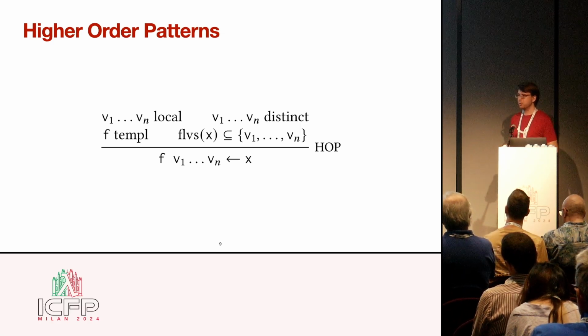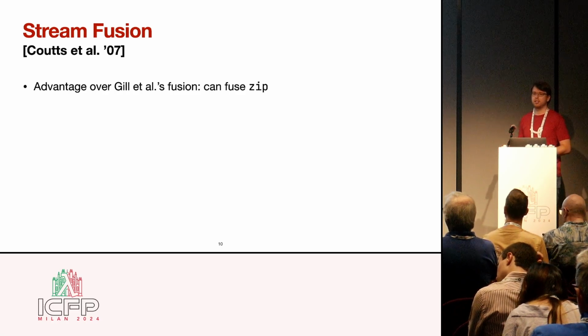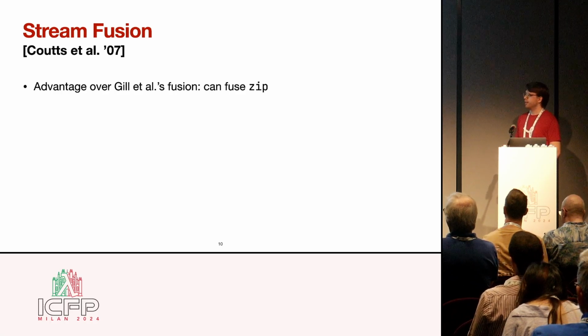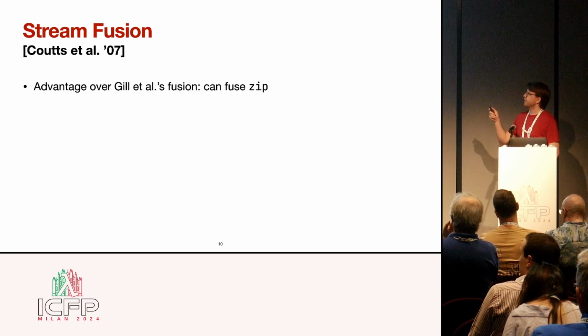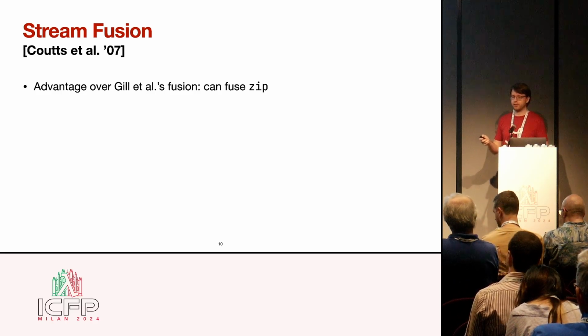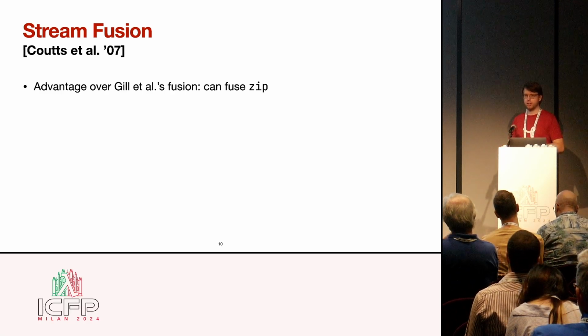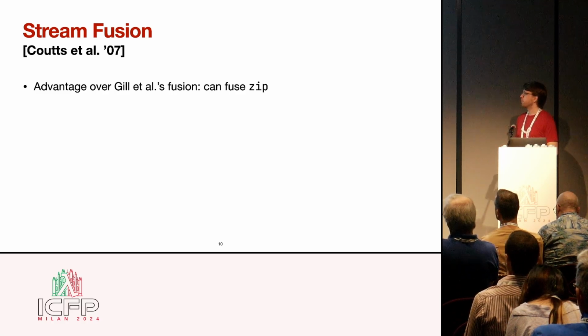But we haven't seen an actual real world example of when we would want to use this. And that's where stream fusion comes in. It was originally described by Duncan Coutts in 2007, and it has an advantage over Gill et al.'s original fusion system from '93, in that one of the main advantages is that it can fuse functions which take multiple lists as arguments, like the zip function. So it's slightly more powerful in this respect.